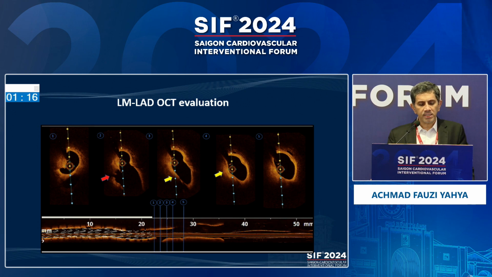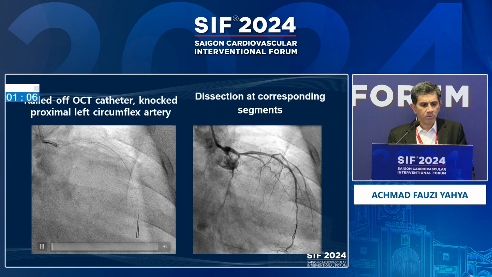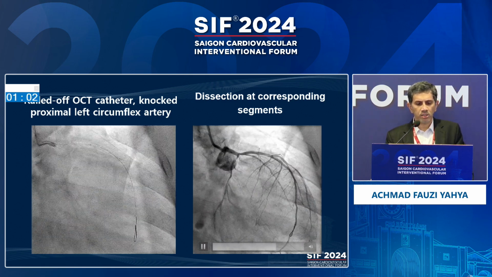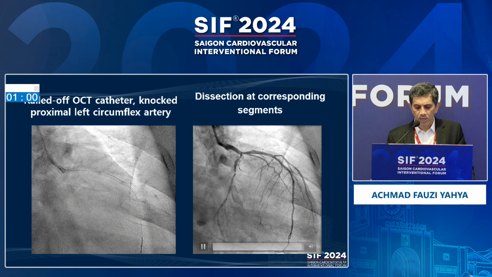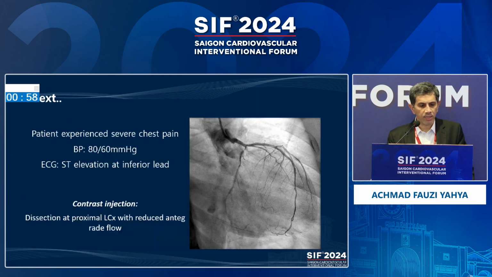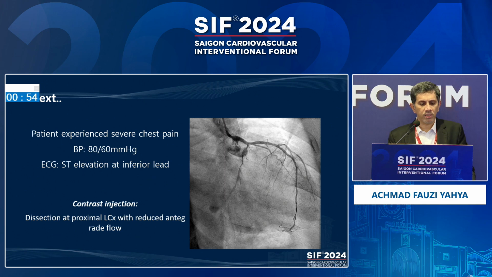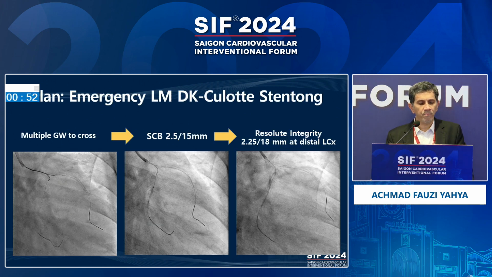When we were delivering the OCT, there was a dissection at the ostial part of the circumflex. So what happened is the rail of our OCT catheter knocked the proximal left circumflex, causing dissection at the corresponding segment. Luckily, we were using the 7 French guiding catheter. The patient experienced chest pain, and then dissection of the proximal circumflex with reduced antegrade flow.